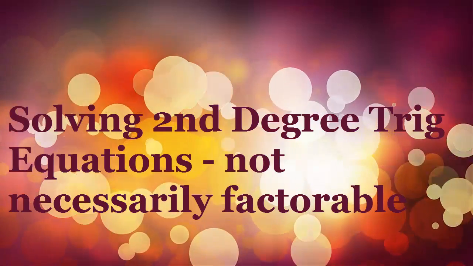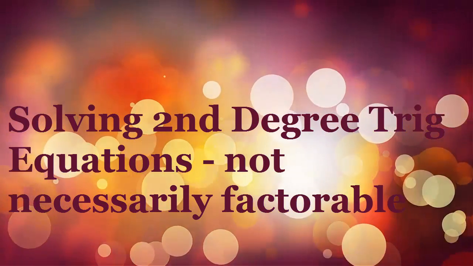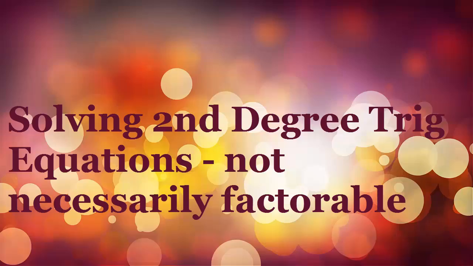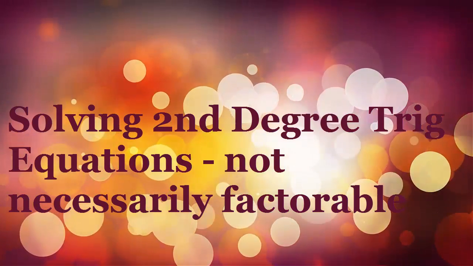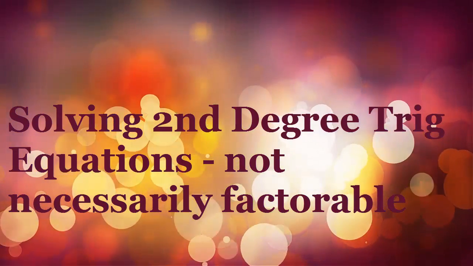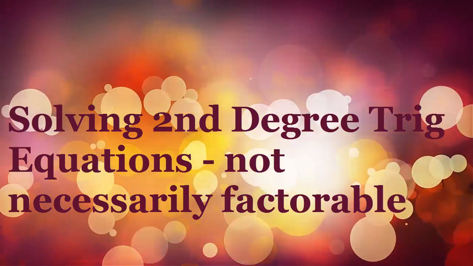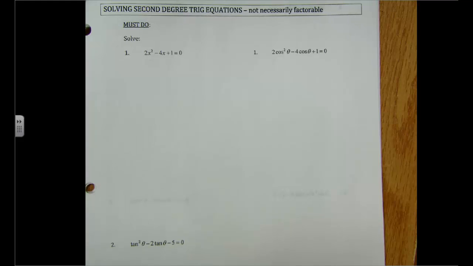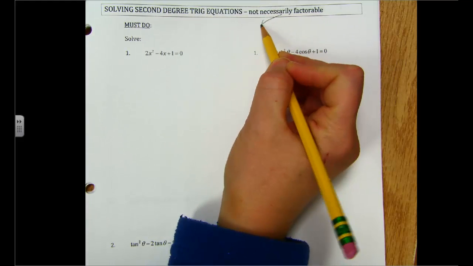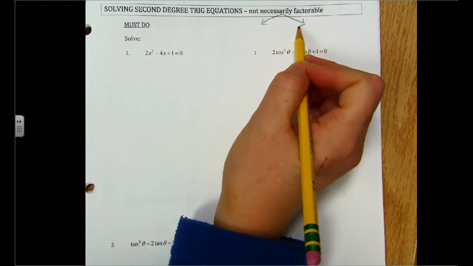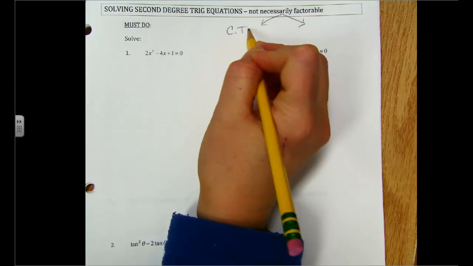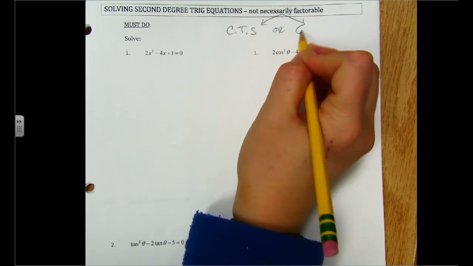So today we continue solving trig equations. We've solved first degree equations, we've solved second degree equations that were factorable. Today we move into some things that are not necessarily factorable. Don't take factoring out of your vocabulary altogether, because lots of stuff still is, but you need to be able to solve things that are not factorable. So just some reminders: when we have non-factorable quadratic equations, we can complete the square or use the quadratic formula.